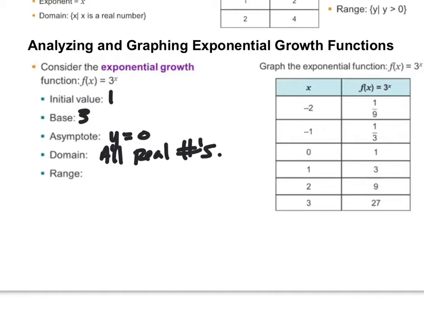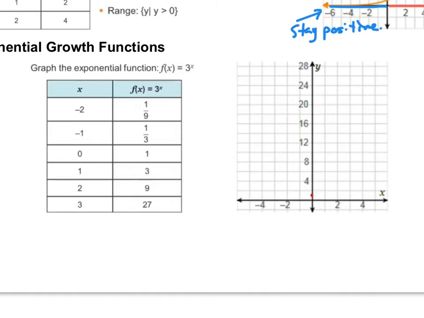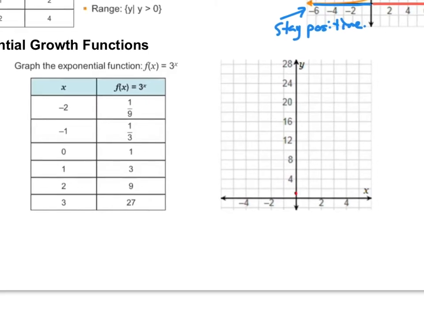Okay, always. And your range, because you have a horizontal asymptote at y equals 0, your range is y values that are greater than 0. Okay, it's going to be positive y values. All right, so what ends up happening here, let's just go ahead and graph some of these.